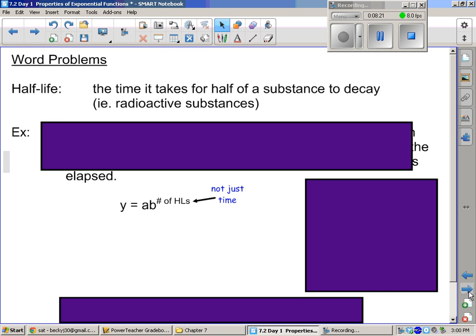So now we're moving on to word problems, which are your favorite, right? Okay, so half-lives are the first thing that we're going to cover. Half-lives, you've probably heard about that in science class or chemistry, biology type things. That's the time it takes for half of a substance to decay, for instance, radioactive substances.